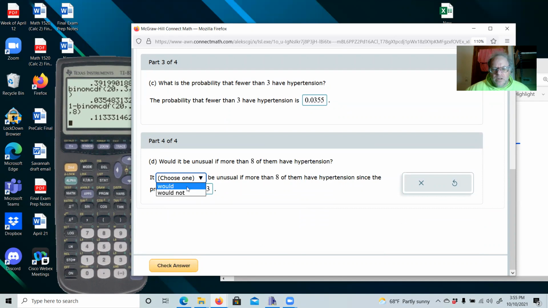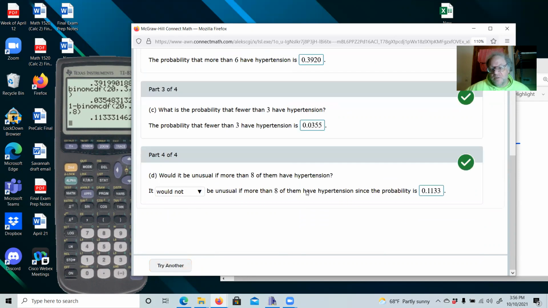Oh, would not be unusual. Thank you very much. Why wouldn't it be unusual? It's more than 5%, right? 11% is a bigger number than 5%. So that's why it would not be unusual. Okay, that's all they want you to know, is it bigger or smaller than a nickel? This is a little bit more than a dime. It's bigger than a nickel.